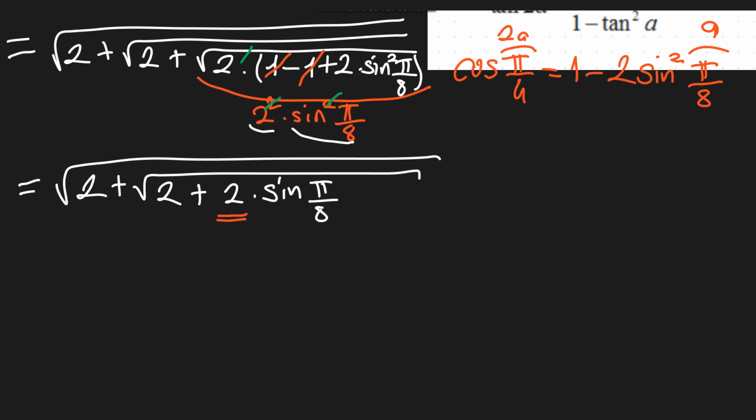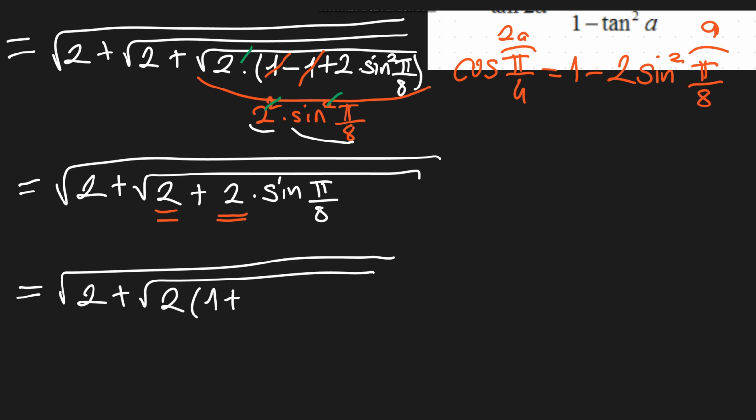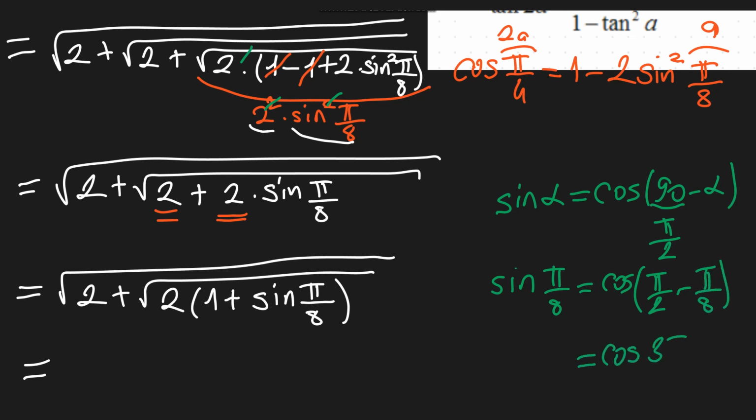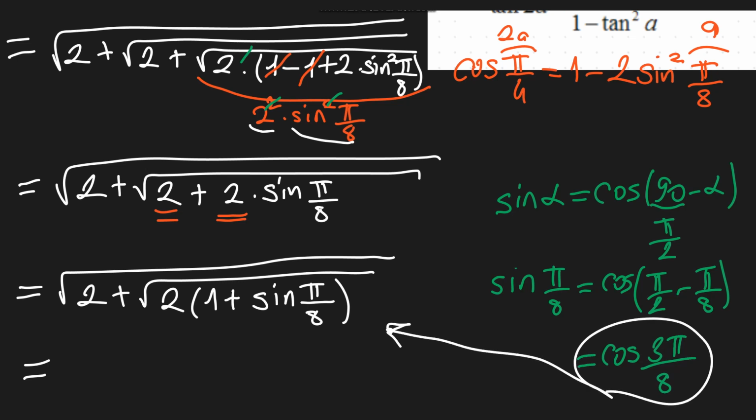In this step, these two are a common factor here. Let's factor them out. It gives us 2 times 1 plus sine pi over 8. Next, I want to use cofunction identities. Sine alpha is equal to cosine 90 degrees minus alpha. 90 degrees is pi over 2 in radians. So sine pi over 8 is equal to cosine pi over 2 minus pi over 8, which is cosine 3 pi over 8. We can substitute now.